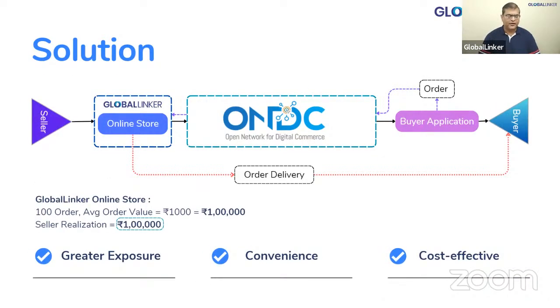Now, this is where I've tried to again describe the ONDC solution. So this is where you're a seller through GlobalLinker's online store. You'll be showcasing products through ONDC to the buyer application. The buyer will be placing an order which comes to your online store, and you'll be delivering it to the customer. So again, the same calculation, 100 orders, average order value 1,000, 1 lakh rupees order, your realization 1 lakh.